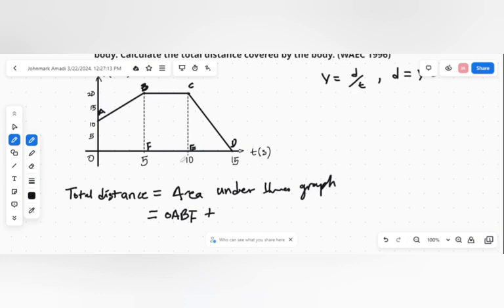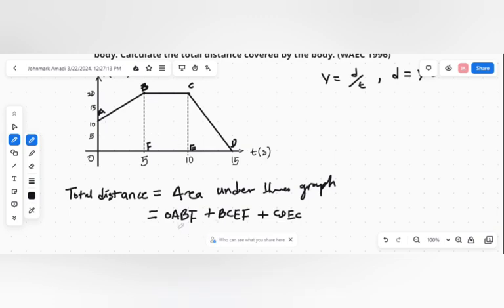The next area here is BCEF. Area of BCEF, plus the last shape we have here, which is a triangle. So the area of a triangle, this is CDE. Area of CDE. So there are three shapes in this one shape now, and we're going to find the area of each of these shapes.